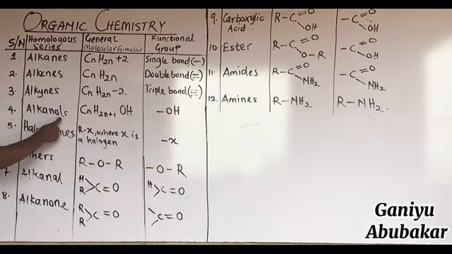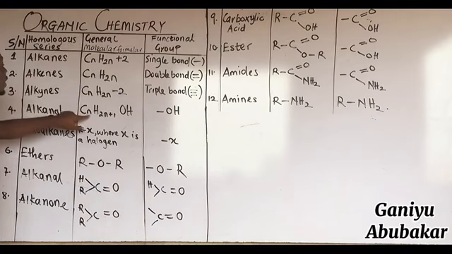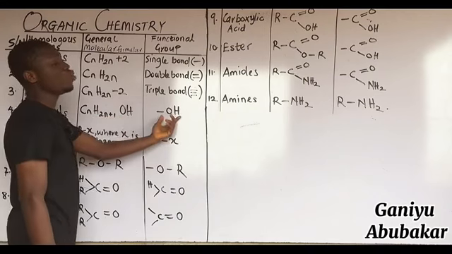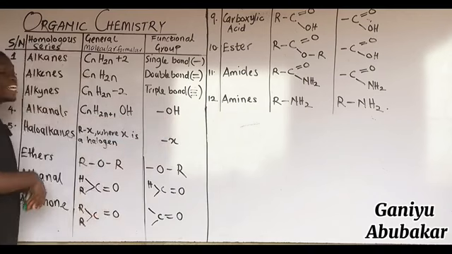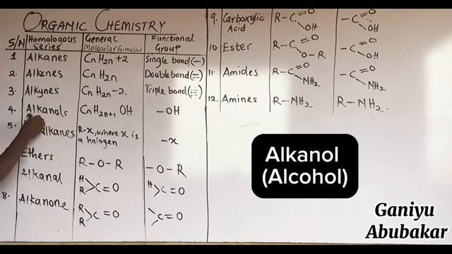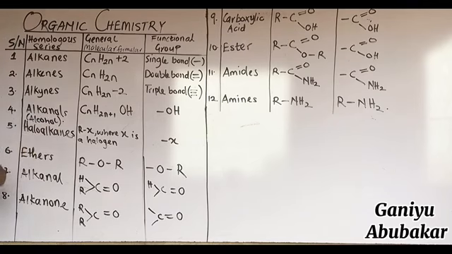Next up, we have alkanol. The general molecular formula for alkanol is CnH2n+1 and OH. So anywhere I'm seeing OH, it tells me I'm dealing with an alkanol. Alkanol is also called alcohol. Please note that. So I can call it alkanol or alcohol.